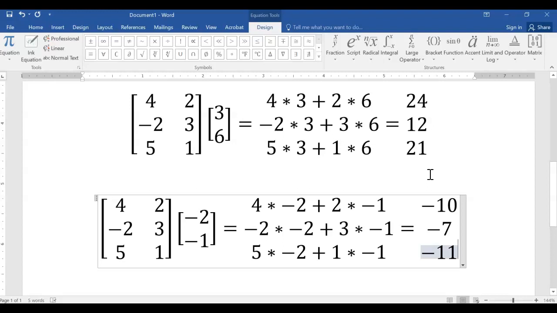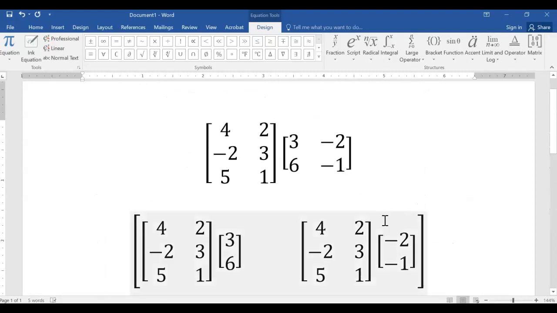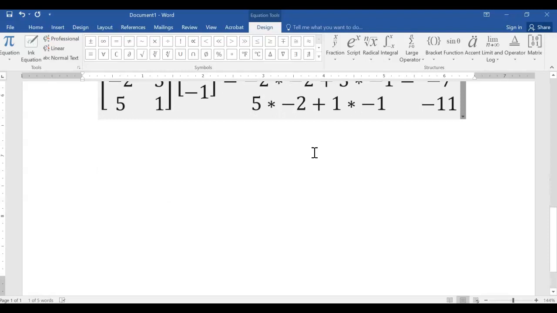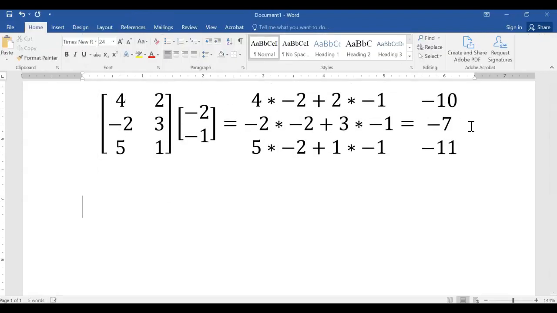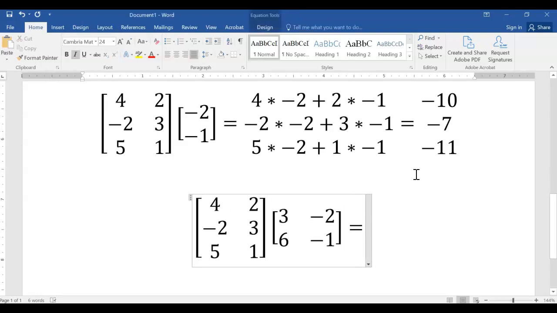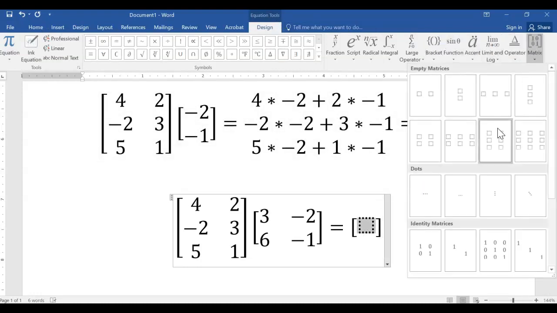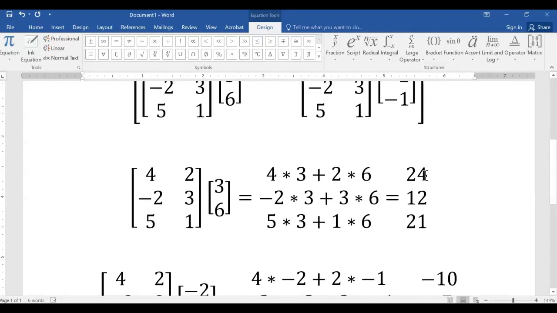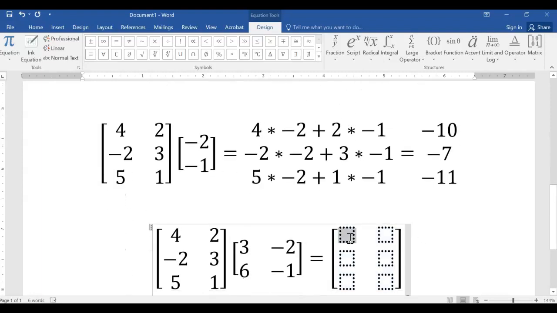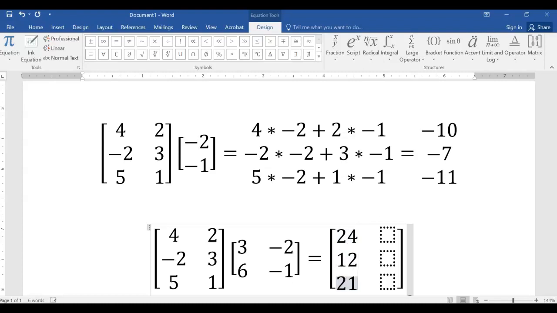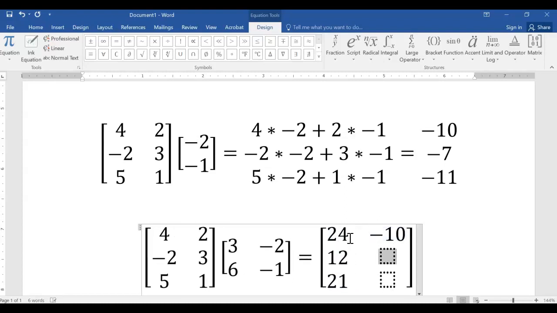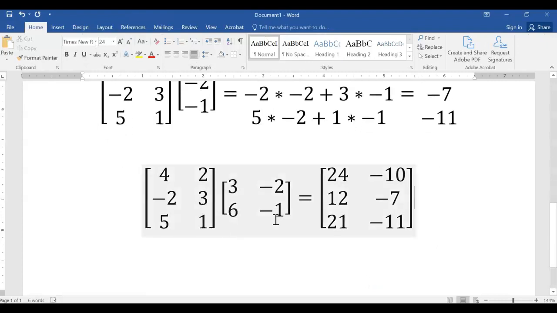Now, look at what we did there. We took all of these things and created two columns. And so what we're saying is that if you multiply these two matrices together, you are going to end up with a result which is going to be a 3x2 matrix. In the first column, we're going to have 24, 12, 21. And in the second column, we're going to have negative 10, negative 7, and negative 11. So that's the product of those two matrices.